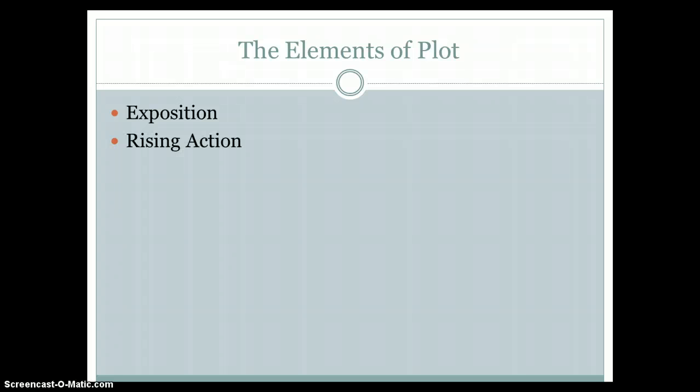The second element of plot is the rising action. The rising action is where you begin to introduce the conflict and the tension begins to rise and to increase. So we have a lot of events happening, things that move our story along.